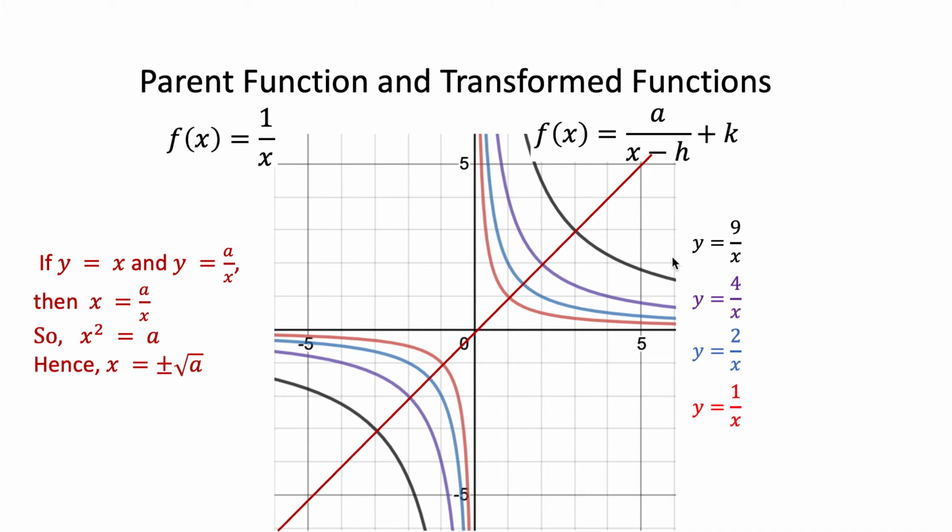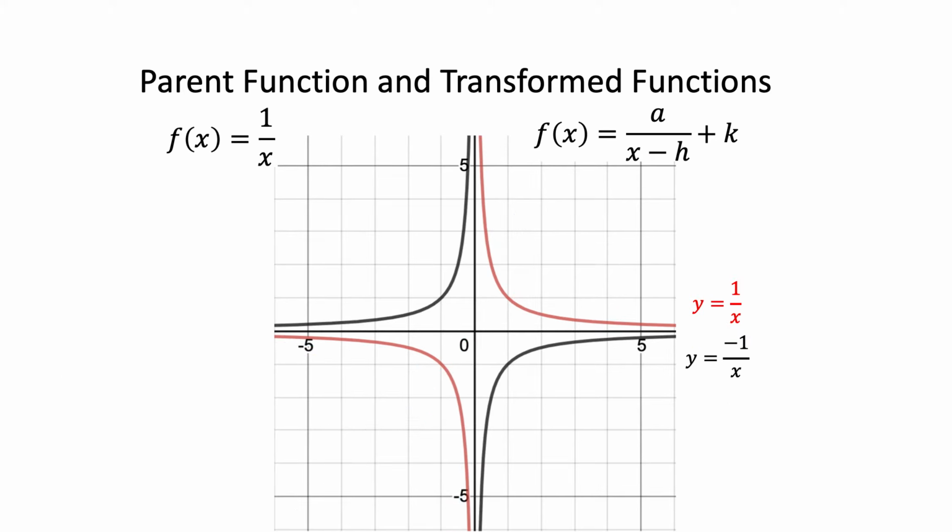Okay, let's talk about h. No, let's talk about the other thing that a does. You can see here with y equals 1 on x, you've got the red graph. Y equals negative 1 on x is this black graph here, and you can see, just like parabolas, it's been reflected in the x-axis. It's been flipped vertically.